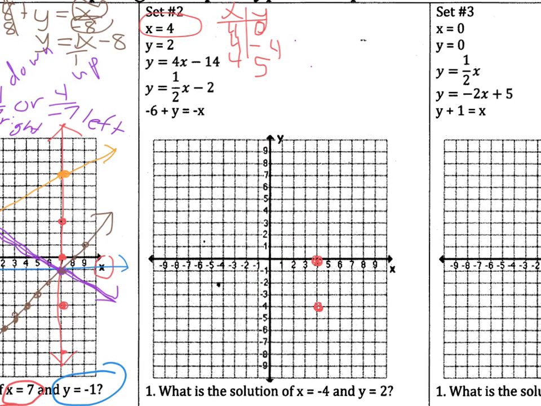Then we have, let's see, 4 and 5. So over 4, up 5: 1, 2, 3, 4, 5 is a point that lands right there. So 4 and 5. Okay, notice that is a line going straight up and down.